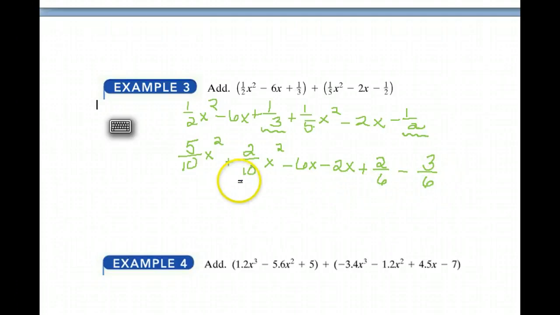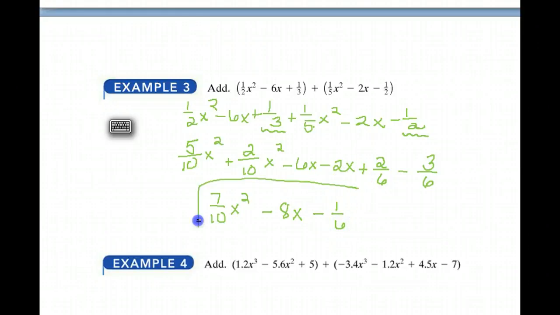We are now prepared to simplify everything in this expression. So 5/10 plus 2/10 gives us 7/10 x squared. Negative 6x minus 2x gives us negative 8x. And then lastly, we have 2/6 minus 3/6, which gives us negative 1/6.